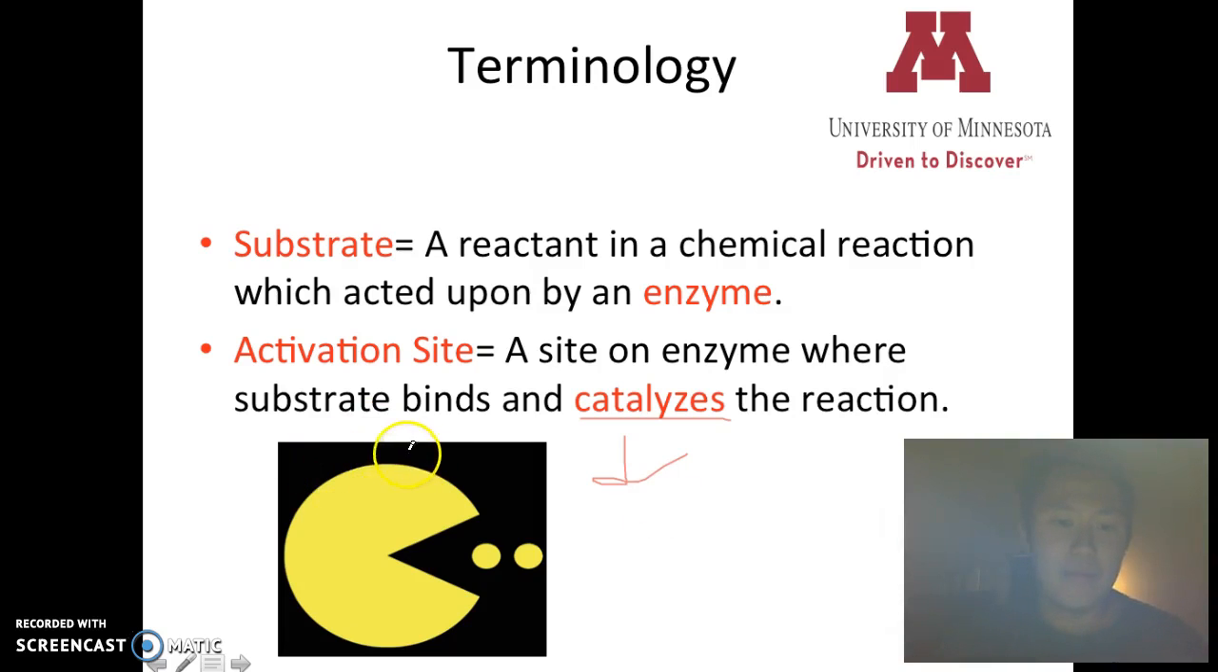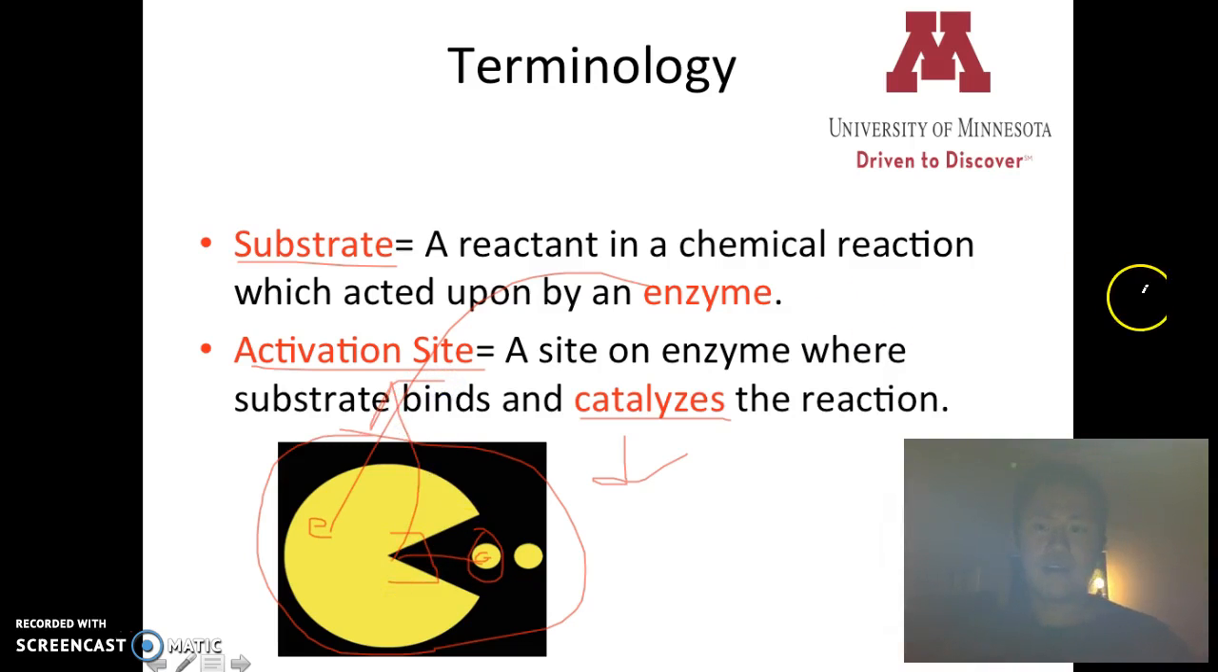I put a Pac-Man picture here to illustrate a couple of terms and help you picture in your mind what the substrate and active site might look like. You can think of the substrate as these little things that Pac-Man eats, I don't know what they're called. These substrate things go into the enzyme. This is the enzyme, and the substrate goes in and binds. The substrate binds to the enzyme, and the binding site is called the active site.